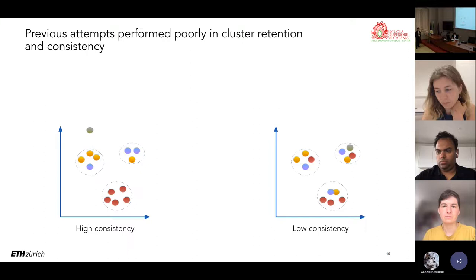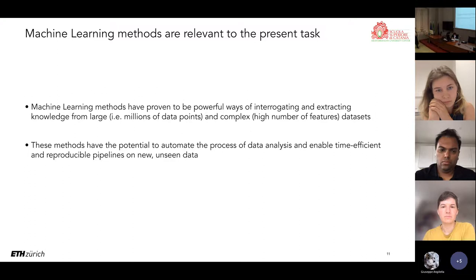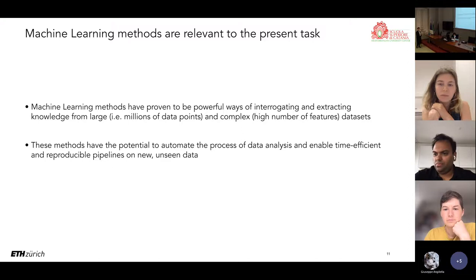In that framework, machine learning is a powerful way of interrogating data that consists of many data points, millions of those, and that is also complex, so it has a high number of features. Most important of all, these methods have the real potential to automate, if mindfully designed, of course, the process of data analysis so that it is time efficient and reproducible on new unseen data.